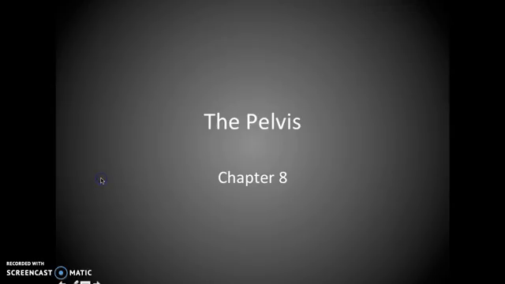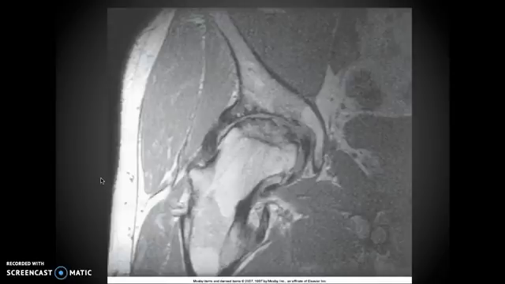Today we're going to be talking about the pelvis. So this is chapter 8 in your book. So this here is a coronal MRI of the hip, and as you can see here, this is what we call AVN, so avascular necrosis.